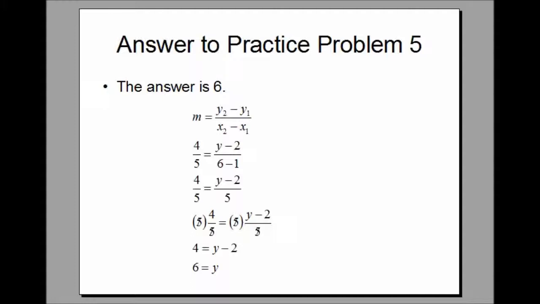We multiply both sides by 5 to clear the fractions. 4 equals y minus 2. Adding 2 to both sides gives us 6 equals y.